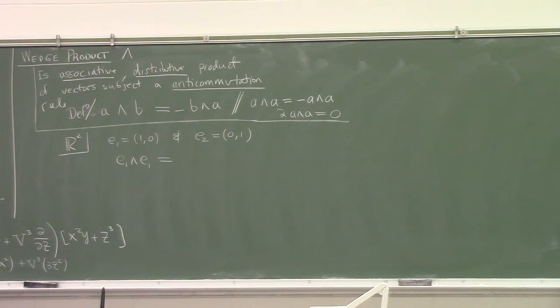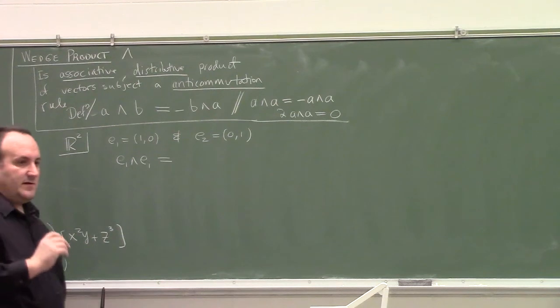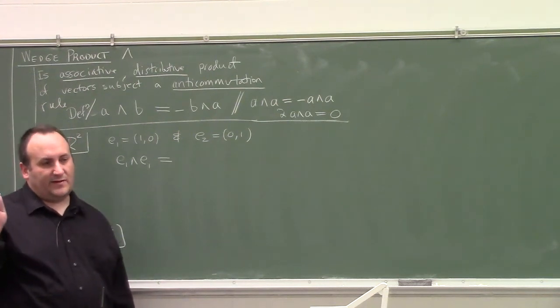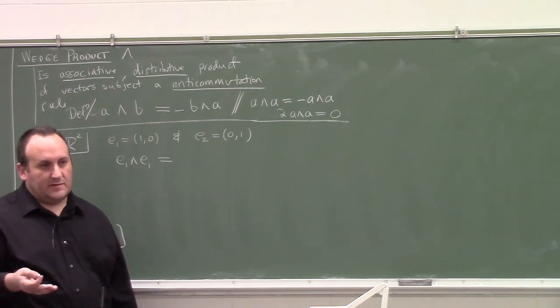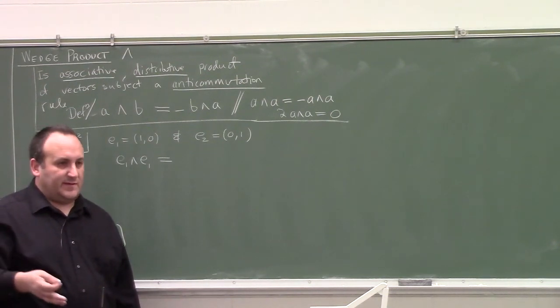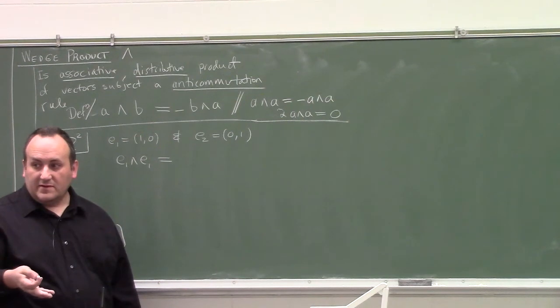Do you guys know what characteristic is? So there are fields other than the real numbers where you can add the number 1 to itself a finite number of times and get 0. That's called the characteristic. If no matter how many times you add 1 to itself, you don't get 0, then it's said to be a characteristic 0 field. Rational numbers, real numbers, complex numbers, these are all characteristic 0 fields.